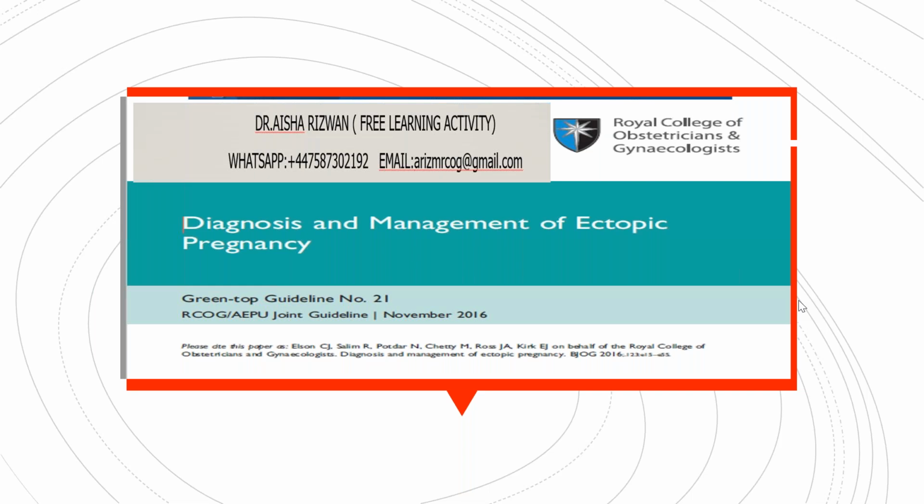So here I will mention the NICE criteria also because it endorses the same criteria. No significant pain, unruptured ectopic pregnancy with a mass smaller than 35 millimeter with no visible heartbeat. Serum beta hCG level between 1500 to 5000 international units per liter. And there is no intrauterine pregnancy. So confirm the diagnosis and then give them the drug and monitor them like I mentioned before.